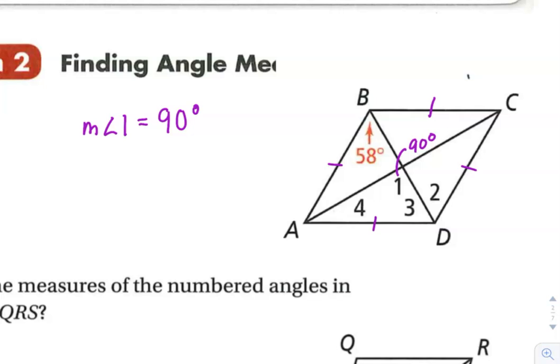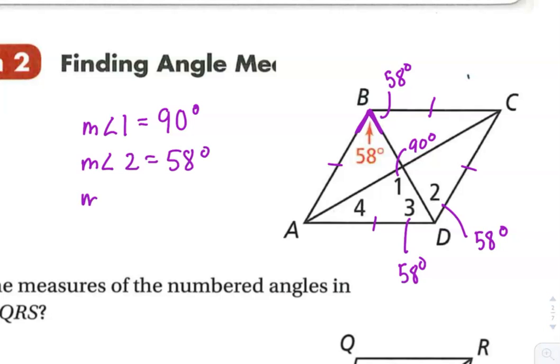So I see that the smaller angle at angle B is 58. Remembering too, opposite angles of parallelograms are congruent. So that means this is 58, and it's going to be the same thing across from my parallelogram. So this angle 3 will be 58 degrees, and angle 2 will also be 58. I'll write that as a list. So we have almost all of our angles.